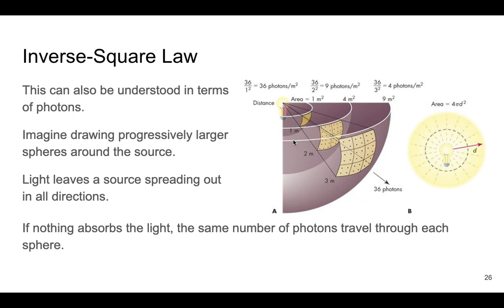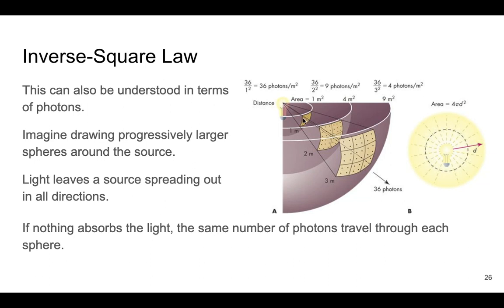The amount of light going through each sphere is the same. However, the spheres keep getting bigger and bigger. So you're getting less light per area going through each sphere. So if you can imagine having some kind of light detector, maybe this is your telescope, and it's this distance away, you've got 36 photons from the light bulb hitting this 1 square meter collector right here.